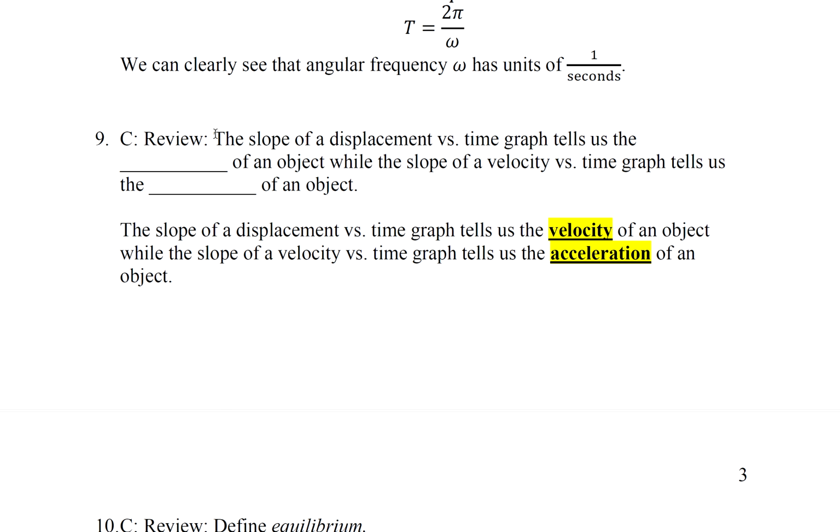Okay, here's a review. Number 9. The slope of the displacement versus time graph tells us the velocity of an object, and the slope of a velocity versus time graph tells us the acceleration of an object.